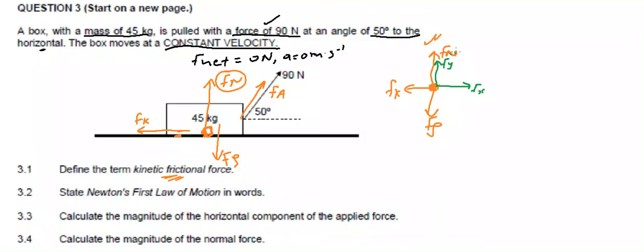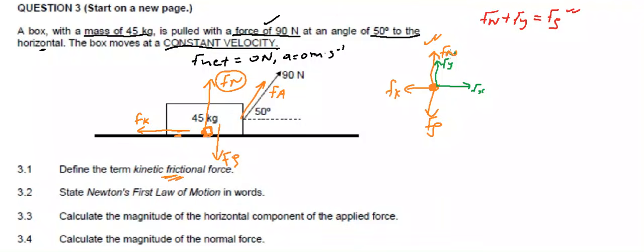Another thing that you need to know is that when you calculate the normal force, the sum of the upward forces is equal to the sum of the downward forces. In this case, our normal force, that is an upward force, plus another upward force, which is Fy, is equal to the downward force, that is Fg. We are going to calculate the normal force using this formula.